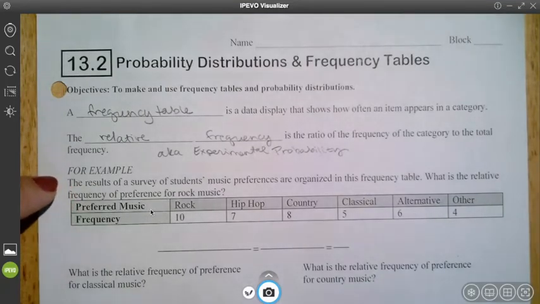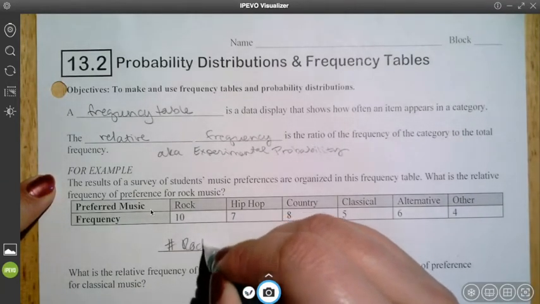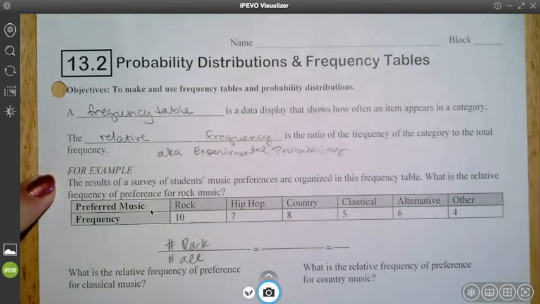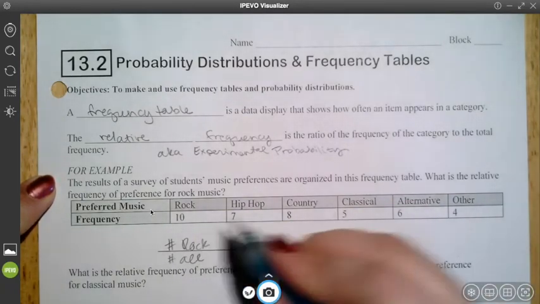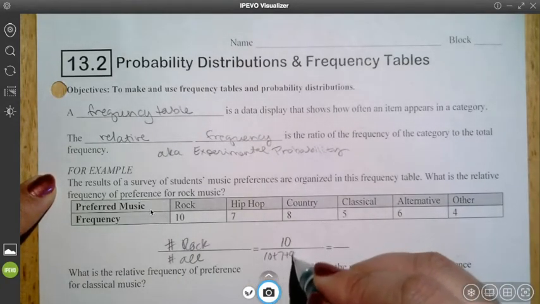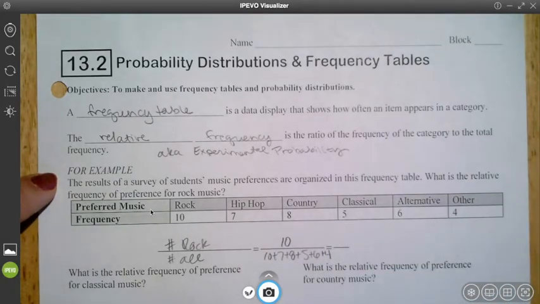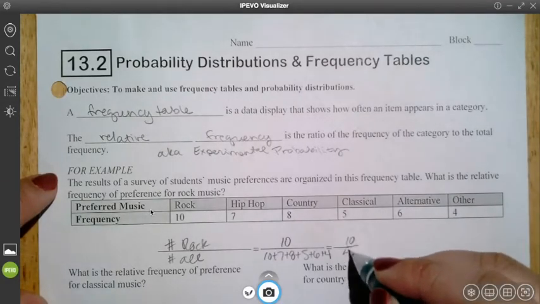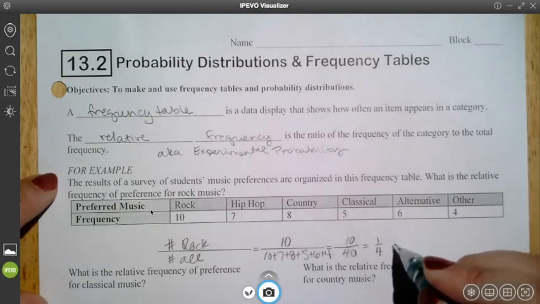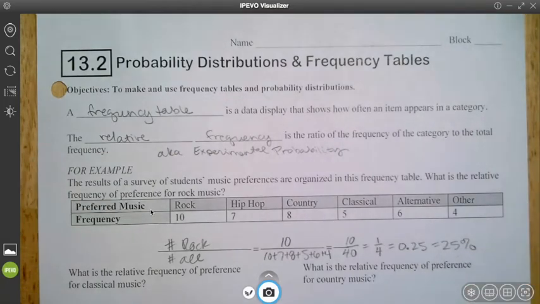For example, the results of a student survey in music preferences is organized below. What is the relative frequency of the preference for rock music? So what we want is the number of rock over all. Rock is 10 divided by all: 10 plus 7 plus 8 plus 5 plus 6 plus 4. So that's 10 over 40, which is 1/4, or 0.25, or 25%.